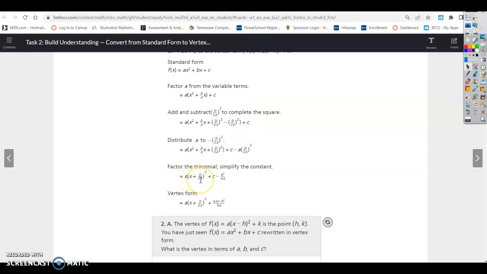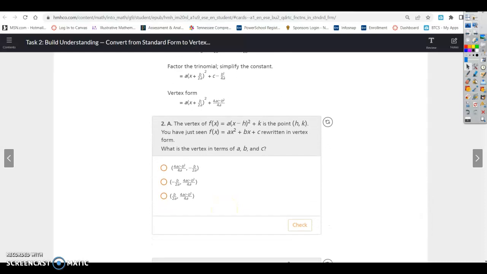We write that in factored form. It's going to become x plus b over 2a squared. And then again, we move this other part to the outside. So after squaring this whole term and multiplying by a, it gets simplified to this. And then for vertex form, we're just cleaning this up by combining this stuff. So we're going to have a times x minus h squared plus k. If you rewrite vertex form using a, b, and c, our variables from standard form, we now can see that this is our h and this is our k.